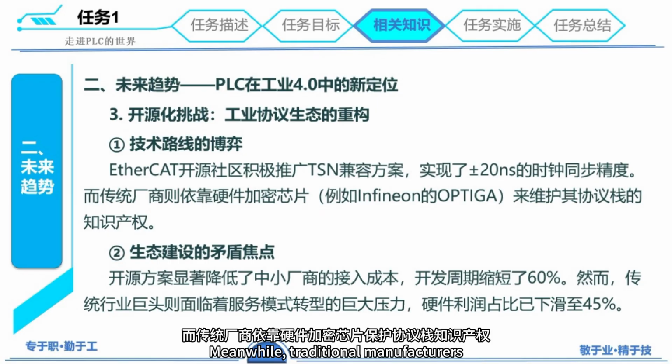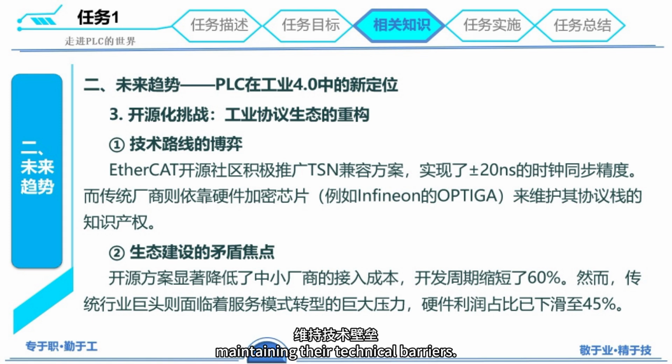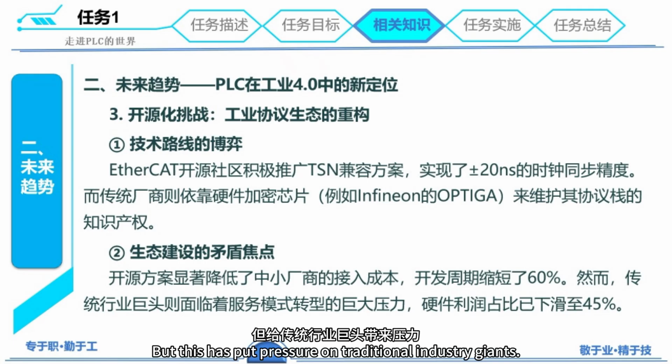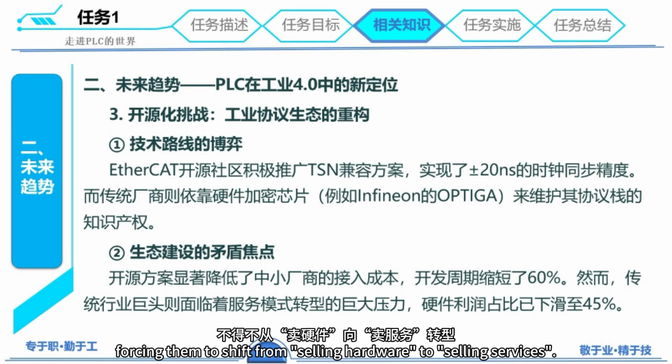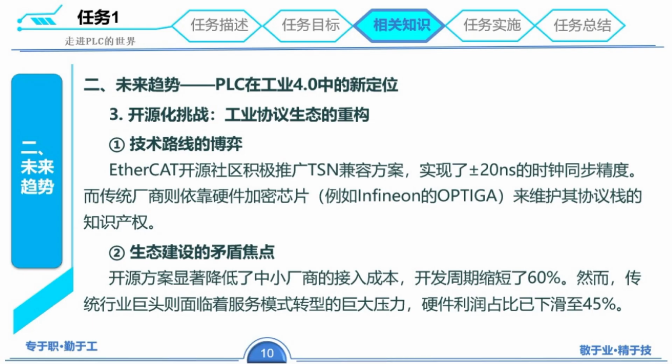Meanwhile, traditional manufacturers rely on hardware encryption chips to protect the intellectual property rights of their protocol stacks, maintaining their technical barriers. In terms of ecosystem development, open-source solutions have obvious advantages. They cut the access costs for small and medium-sized manufacturers and shorten the development cycle by 60%, letting more enterprises join in industrial automation innovation. But this has put pressure on traditional industry giants. Their hardware profit ratio has dropped to 45%, forcing them to shift from selling hardware to selling services.